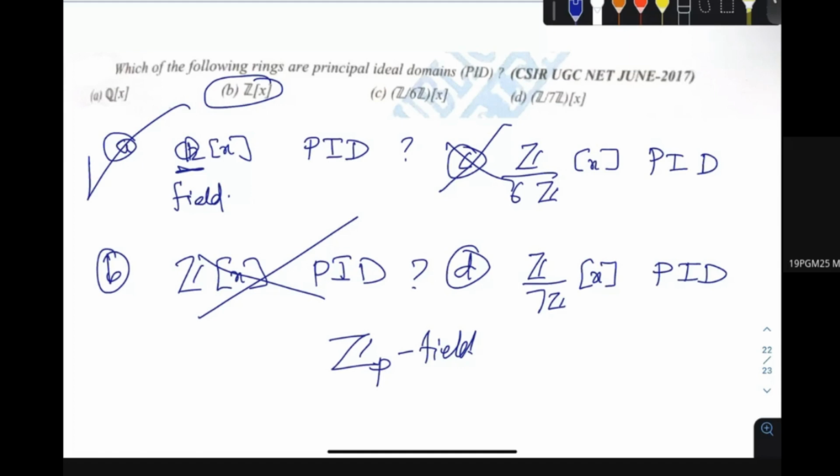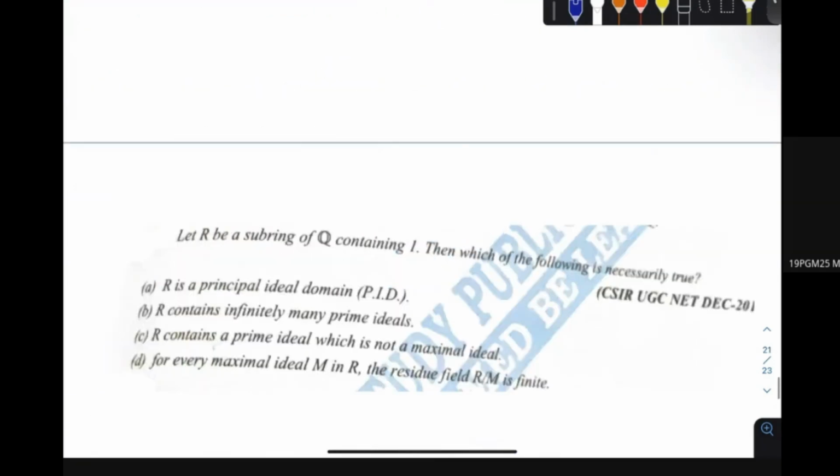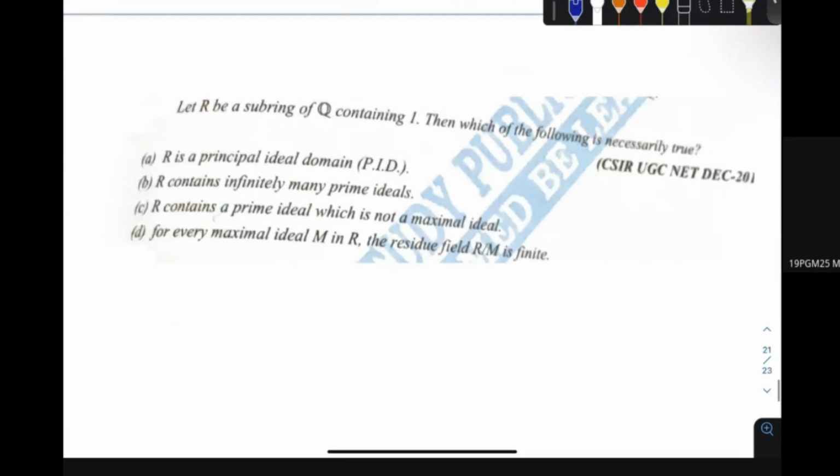So this question is very easy. You just have to check whether the underlying structure is a ring or not. Sorry, I mean a field or not. Okay, one more question I put. I forgot. Okay, let's do this question.